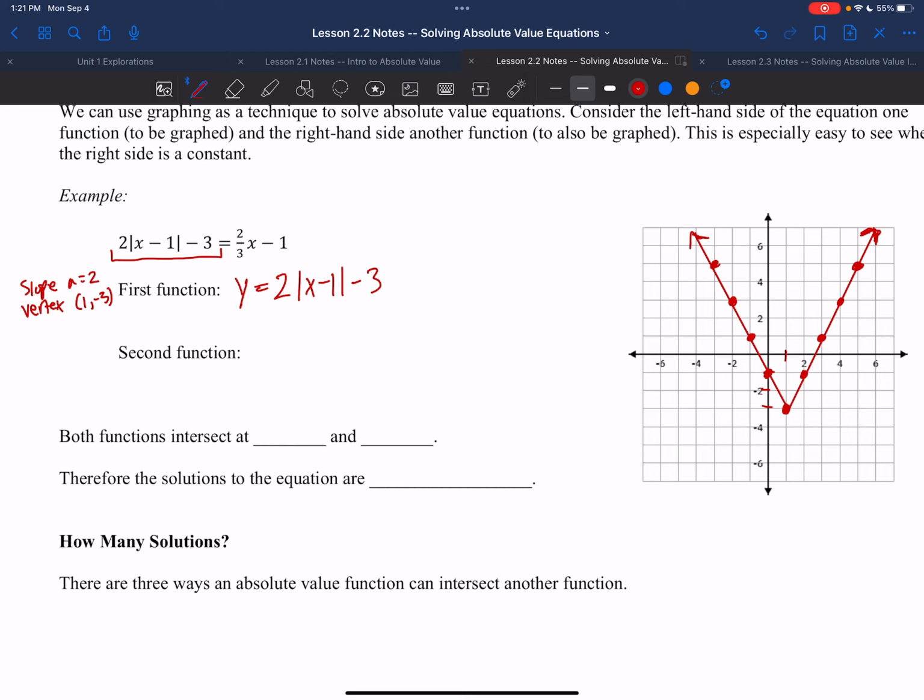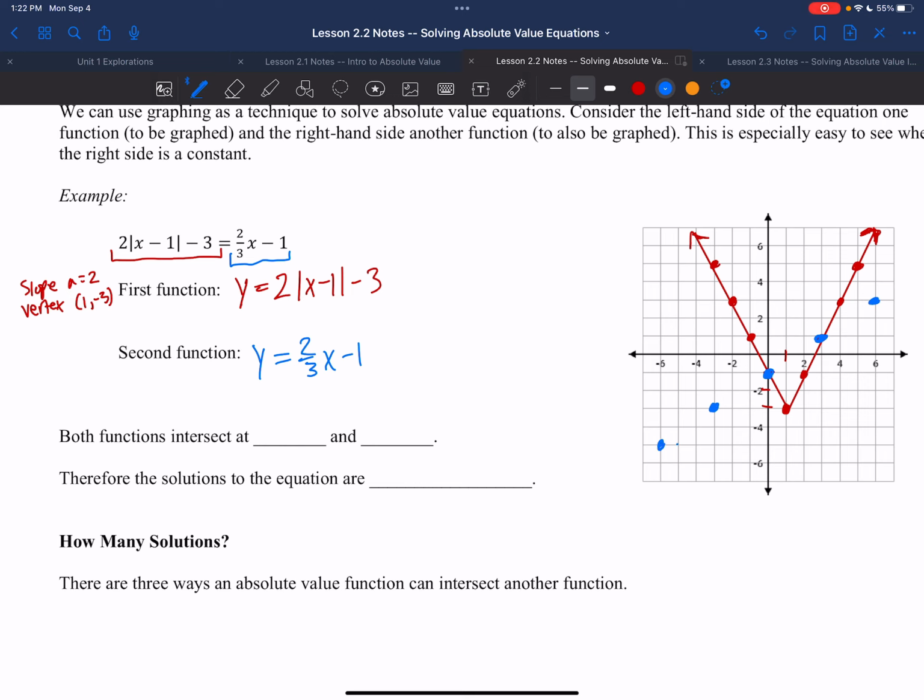Okay. So now, what's our second function? So I'll do this in blue. The second function is the right-hand side. So y equals 2/3 x minus 1. And if you remember good old algebra 1, right, that's a y-intercept at negative 1 and a slope of 2/3. That means up 2 over 3. Sorry, I'm counting. Down 2, back 3.